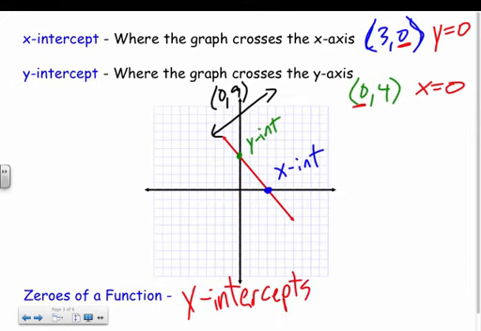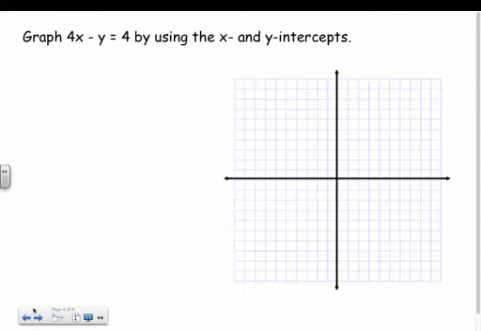And we're going to cover that more in depth a little later, so I'm not even going to go into it right now. But the zeros of the functions would be your x-intercepts. So let's use the x and the y-intercepts here. I'm going to graph some equations just finding the x and y-intercepts.